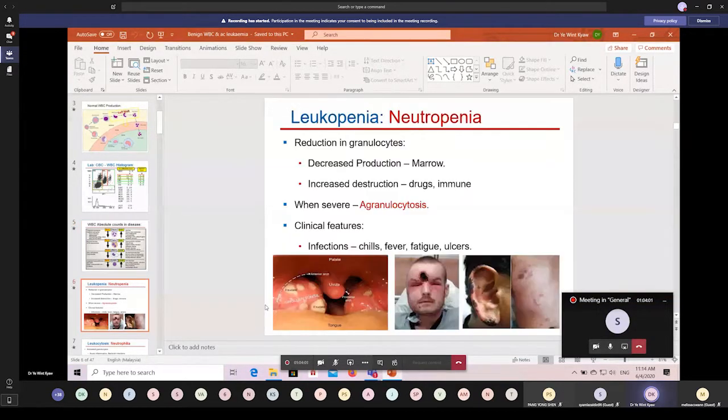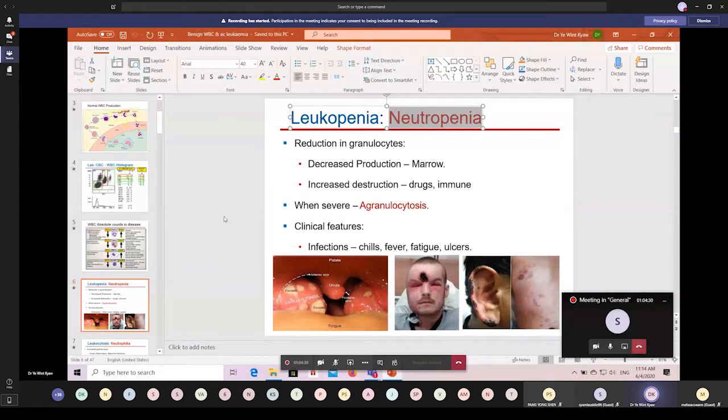So neutropenia, leukopenia. Leukopenia means the leukocyte count is decreased. To be more specific, we need to check. One severe form we call agranulocytosis. Features are chills, fever, fatigue, and ulcers, because the WBC count is reduced, the neutrophil count is reduced, and they cannot prevent infection.